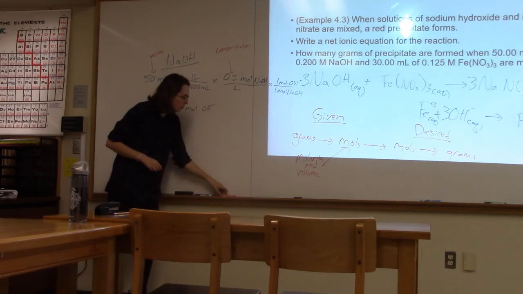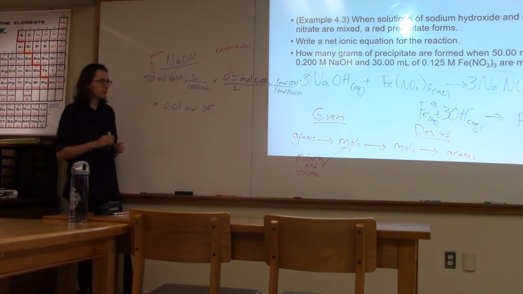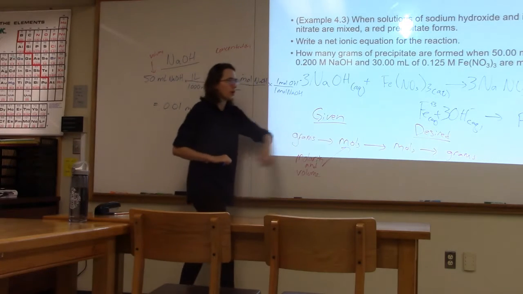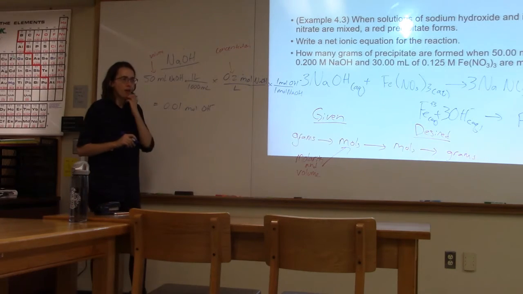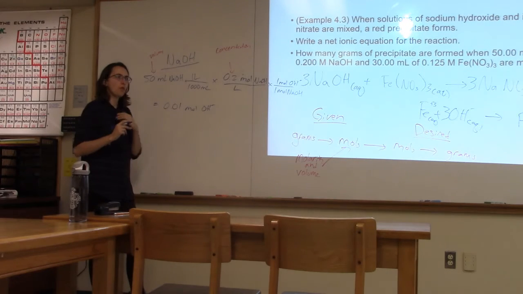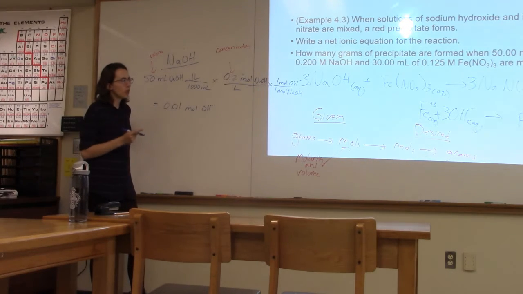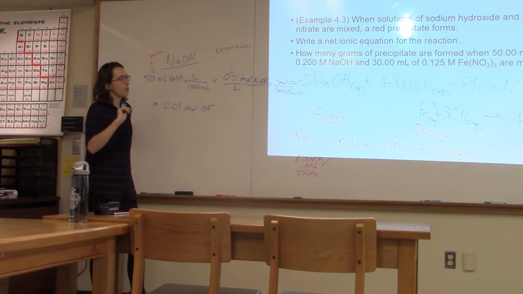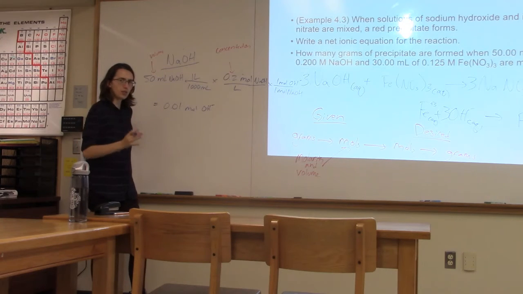Alright, we've got the number of moles of OH minus that I have. So I've gone from molarity and volume to moles. Now what? Now we need to find the other one. Do we want grams? We don't know grams yet. Just Fe. I do need to find Fe.